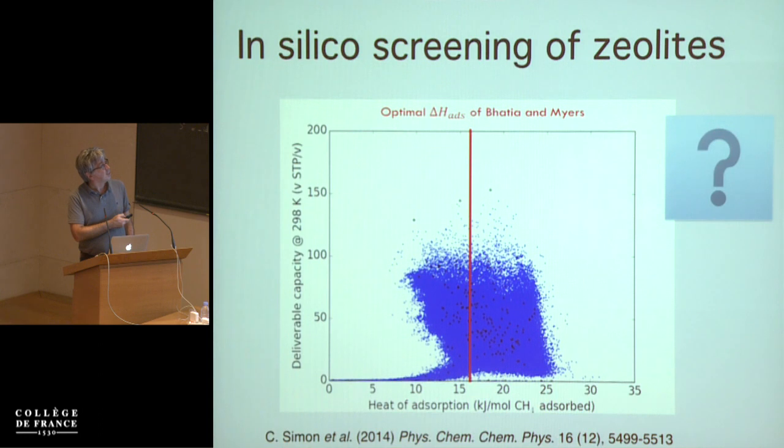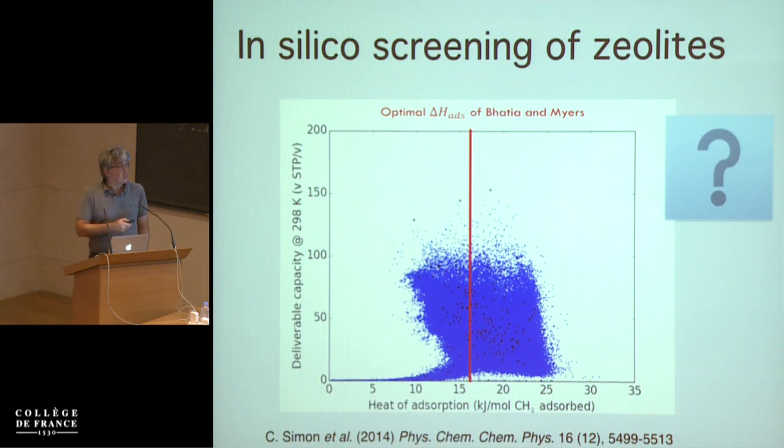Well, this is what we saw. We calculated this adsorption isotherm for every single dot, which is a material. And you can see there is nowhere where you can see this optimum. And that was puzzling for us.